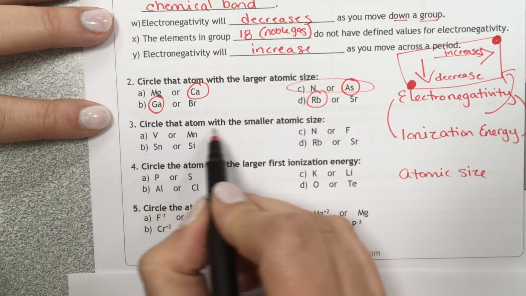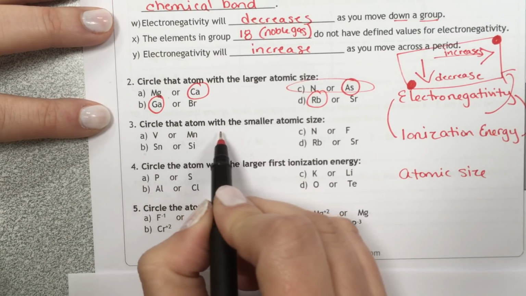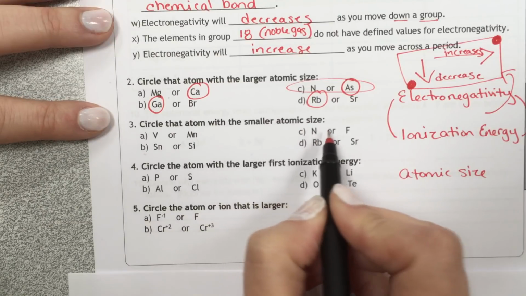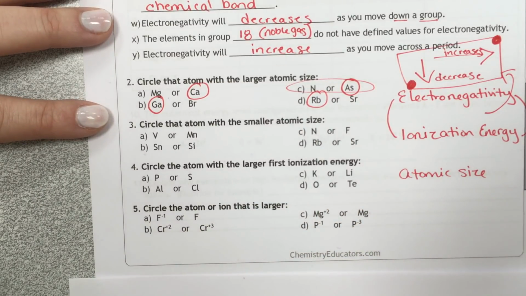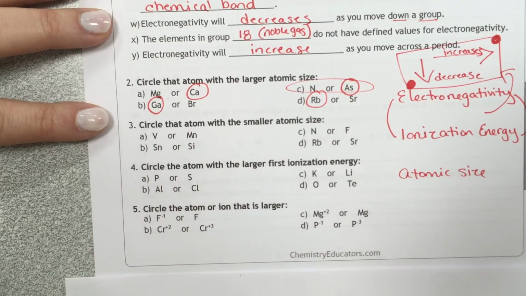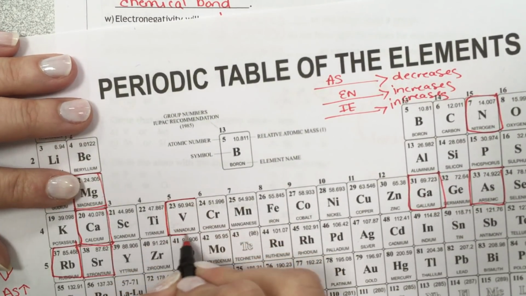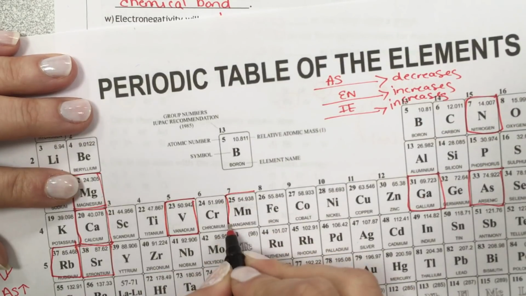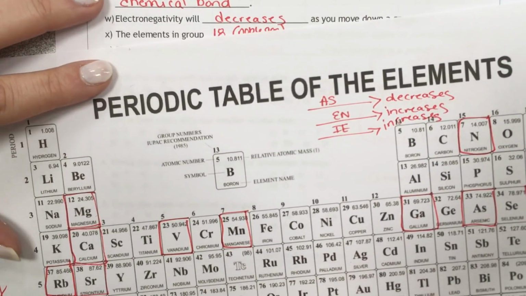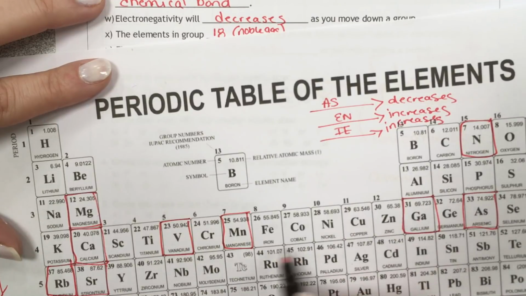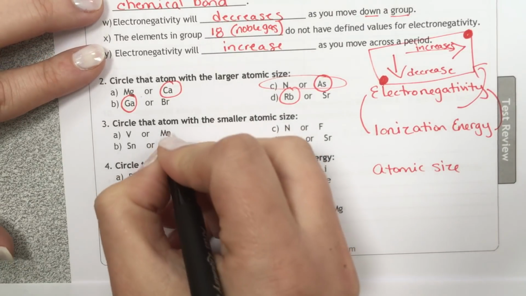All right, number 3. Circle the atom with the smaller atomic size. So now we're doing atomic size still, but we want smaller. So vanadium or manganese. And now we want smaller. So remember, they get smaller as you go to the right, so we're looking for manganese.